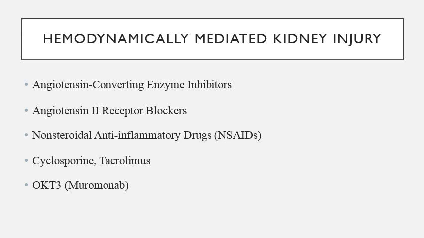So here is the list of the classes of drugs that can cause drug-induced kidney injury. These include the angiotensin converting enzyme inhibitors, the angiotensin II receptor blockers, the non-steroidal anti-inflammatory drugs, cyclosporine, tacrolimus, and muromonab. These drugs all cause changes in the blood supply to the kidneys and cause damage to the kidney cells.